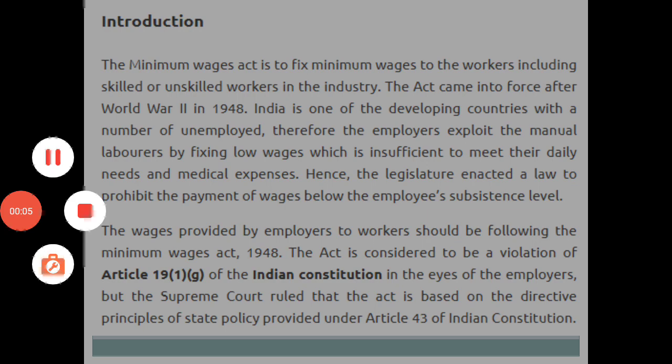So when we come across the Minimum Wages Act, why the Minimum Wages Act? Minimum Wages Act itself is passed to fix minimum wages to the workers, including skilled or unskilled workers in the industry.